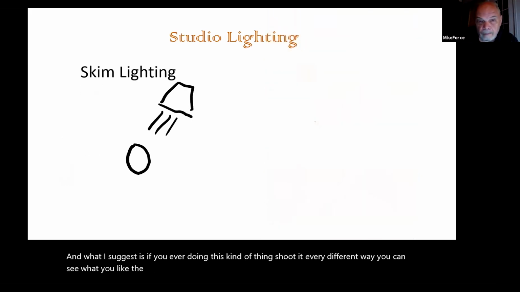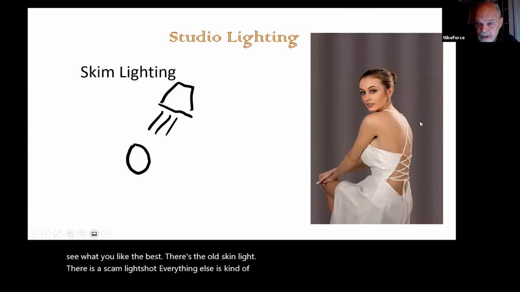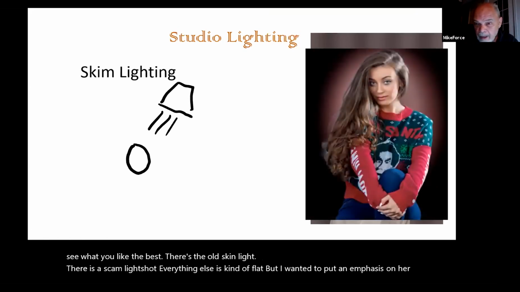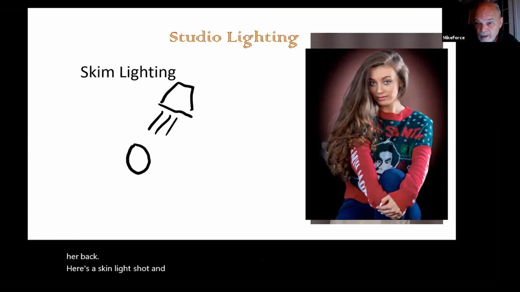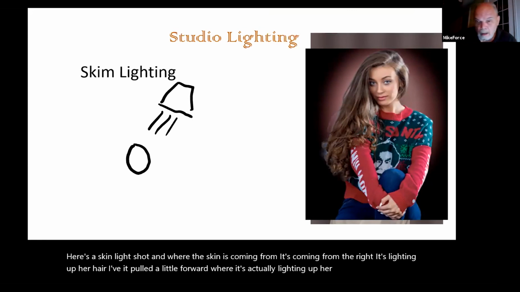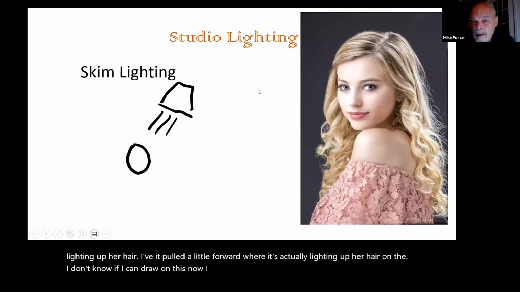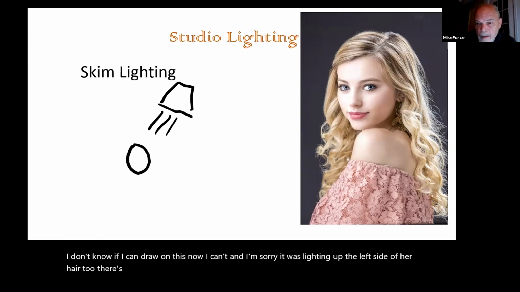There's the old skim light. There's a skim light shot. Everything else is kind of flat, but I wanted to put an emphasis on her back. Here's a skim light shot, and you know where the skim's coming from. It's coming from the right. It's lighting up her hair. I've got it pulled a little forward where it's actually lighting up her hair. I can't draw on this. And I'm sorry, it was lighting up the left side of her hair too. There's another use of a skim light. So skim lights are cool.